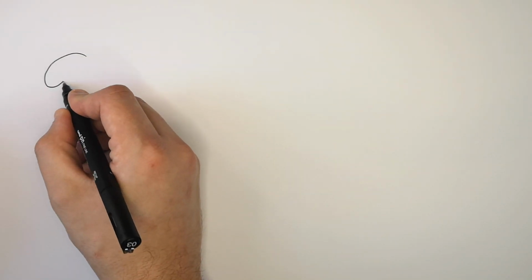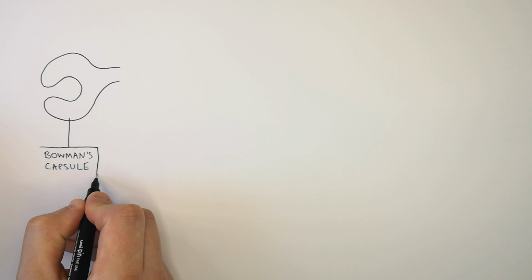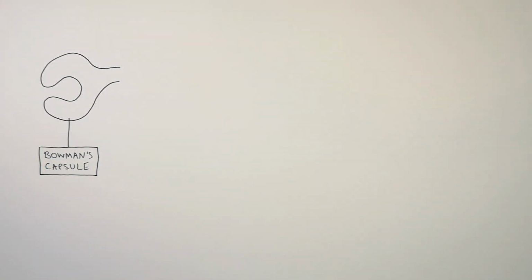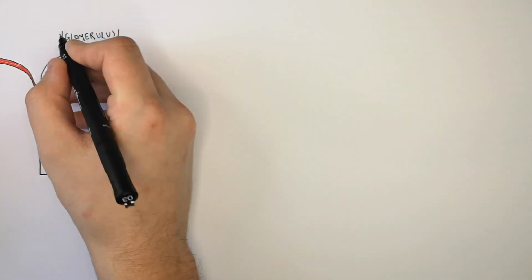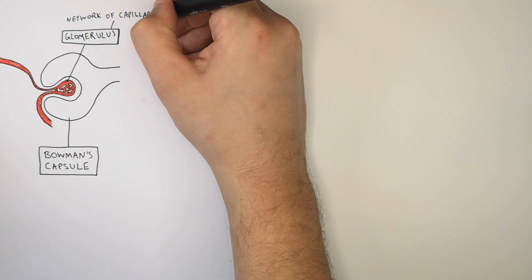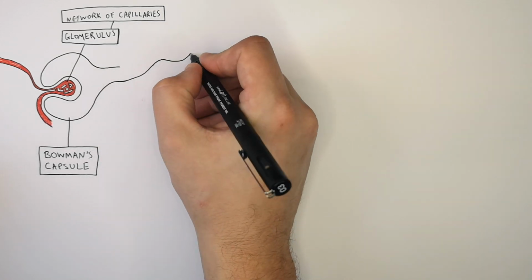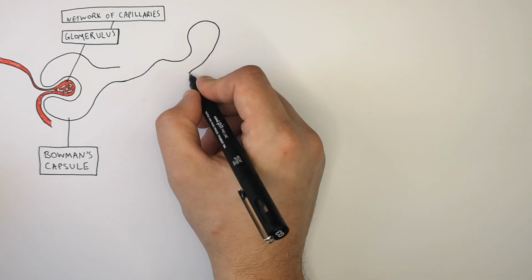The first part of the nephron we're going to talk about is the Bowman's capsule. So this here is the Bowman's capsule. Inside the Bowman's capsule, you're going to find a network of capillaries. These capillaries that are appearing now are the glomerulus, whereby the glomerulus is a network of capillaries that surround the Bowman's capsule.